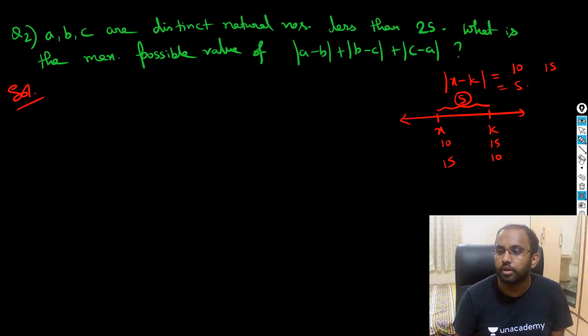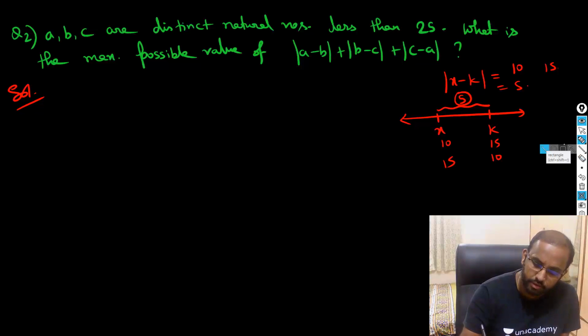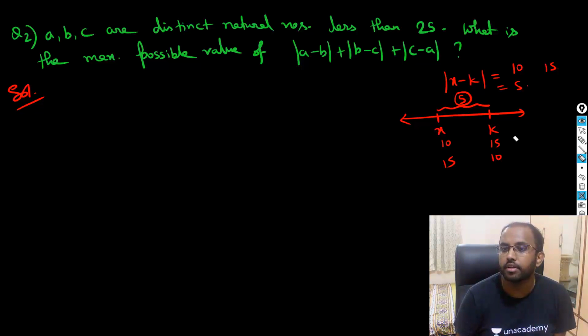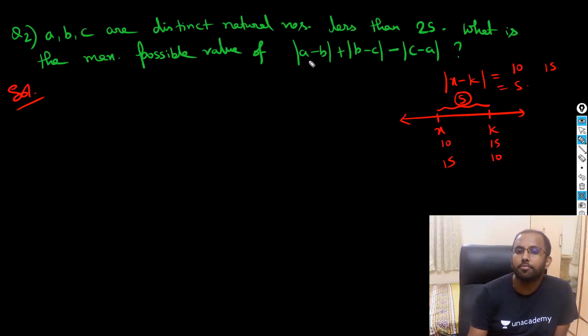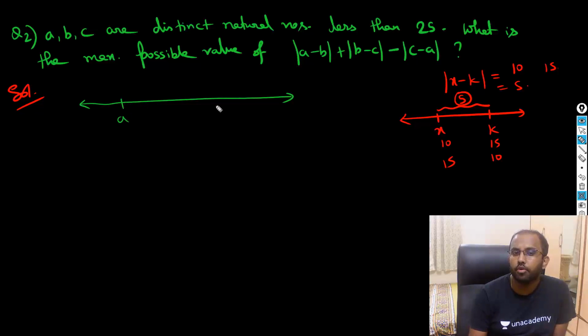Oh, I'm sorry, actually this I think is a minus sign, guys. Okay, so this is a minus sign here. Now if you try to understand the pattern of this question: mod of A minus B is the distance between A and B on the number line. Mod of B minus C is again the distance between B and C on the number line.